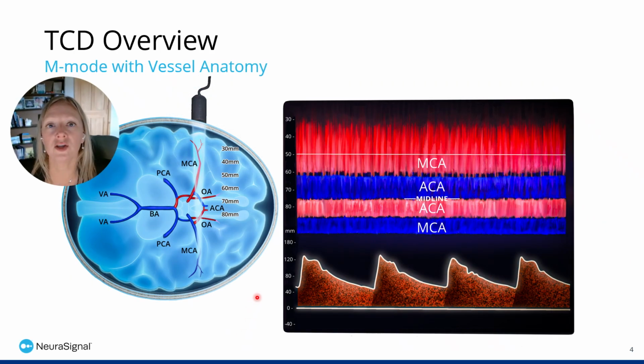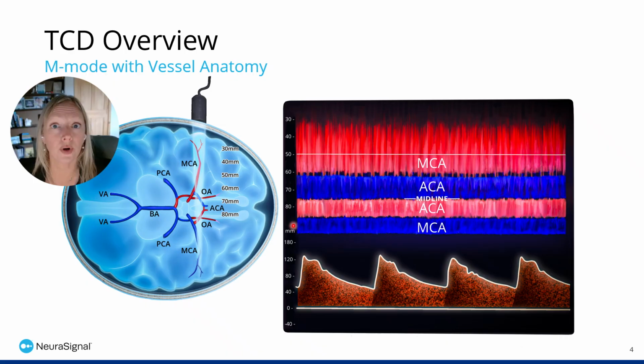What you'll see on your TCD screen will be a motion mode, M mode, and your spectrogram. To break down what this means, your M mode is displaying flow towards and away from the probe. If the blood flow is towards the probe, it'll present as red. If it's away from the probe, it'll present as blue. You can see so many depths in M mode. So you can see from 30 to 80 plus millimeters.